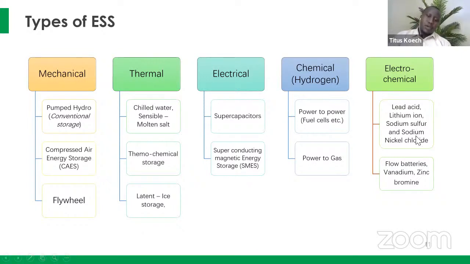There are also flow batteries, with vanadium and zinc bromine, which have usually gained some development in the case of Southern Africa, although there are still some concerns regarding the availability of vanadium and the bromine aspect, which is dangerous to the environment. But looking at the overall market share, electrochemical energy storage technologies are actually predominant in the Sub-Saharan Africa region.